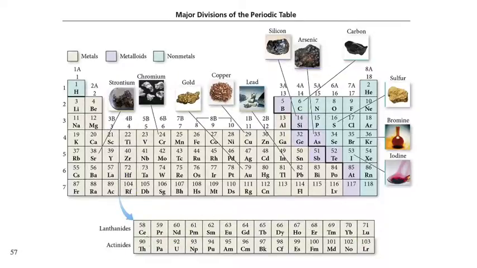These guys are pulled out because it makes the table too long to fit on a screen or on a nice piece of paper, and we don't use those guys very often. And so they're just kind of stuck at the bottom. These are called the lanthanides because they come after lanthanum. And these are the actinides because they come after actinium. And we're not going to do much with those.